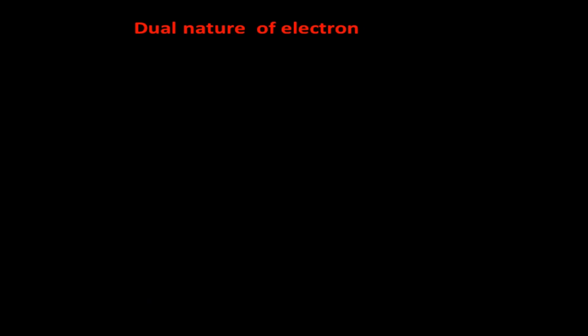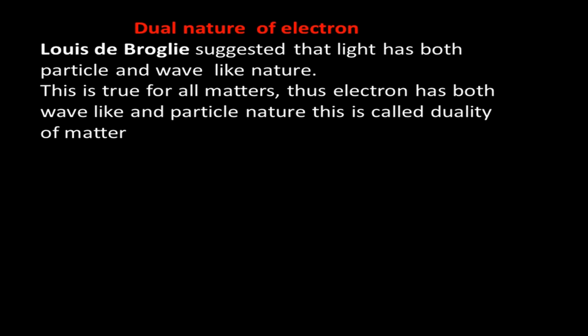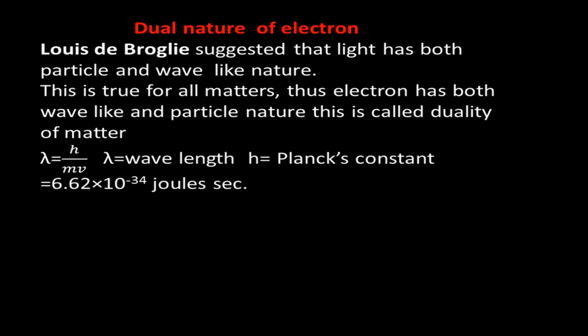Dual nature of electron. Louis de Broglie suggested that light has both particle and wave-like nature. This is true for all matter. Thus, the electron has both wave-like and particle nature, and this is called duality of matter. He gave the relationship λ equals h over mv, where λ is the wavelength and h is the Planck constant. mv is the momentum. Planck constant is equivalent to 6.62 times 10⁻³⁴ joules per second. So this formula can be modified to mvr equals nh over 2π.